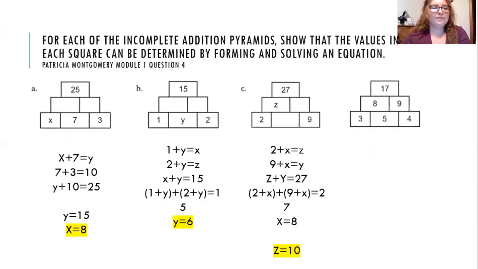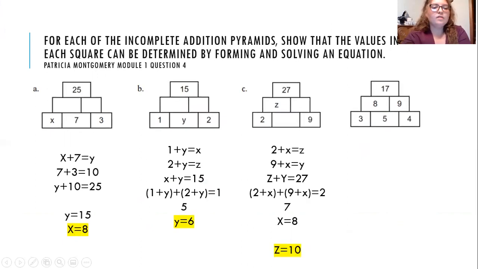Okay, so back to this again. I did X plus 7 is Y, and then we know the Y plus that 10 is going to equal 25. What number plus 10 is 25? You get 15. So then now you can go back and say, what number plus 7 is 15, and you get 8. So that one was fairly simple, kind of what we've already been doing.